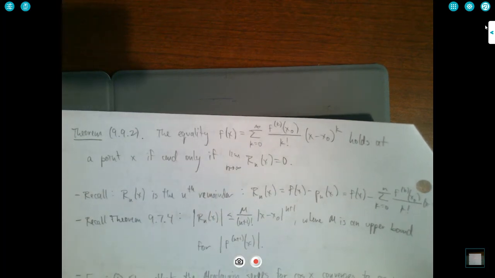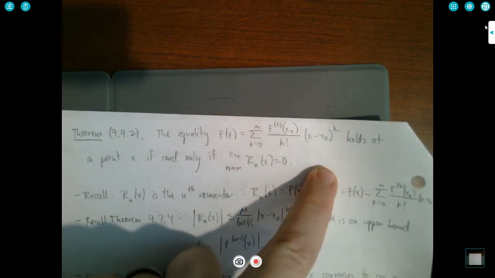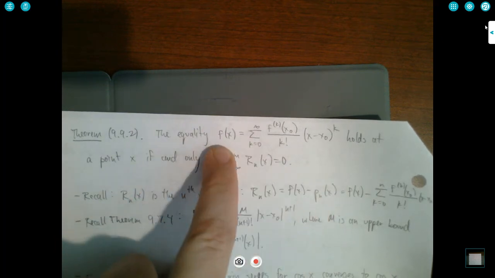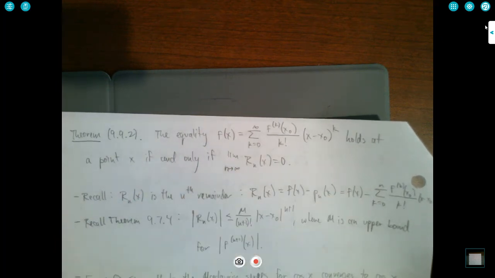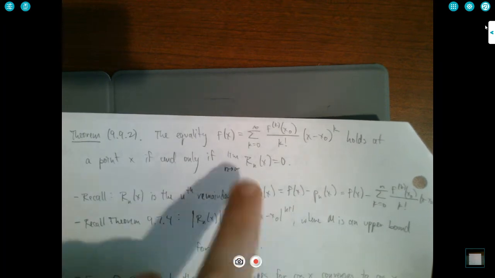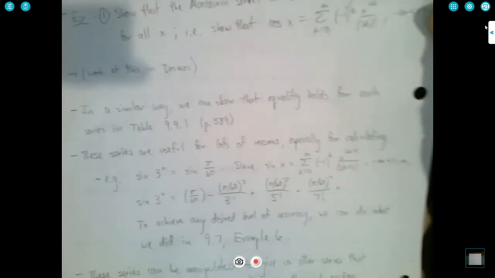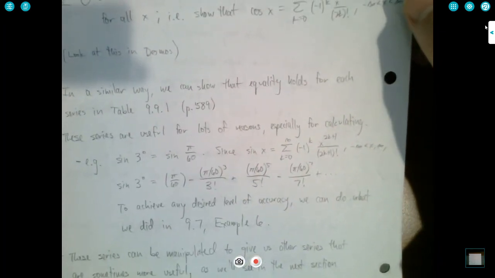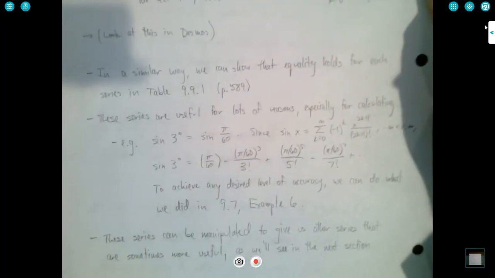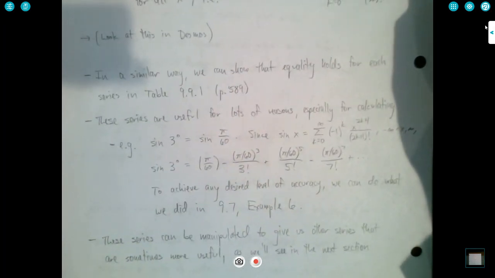The fact is that the series will converge to the function if the remainder disappears, basically, as n gets really large. So that's really the main takeaway. And so consequently, you're not going to have a lot of homework on this section. This is mostly just a theory thing.